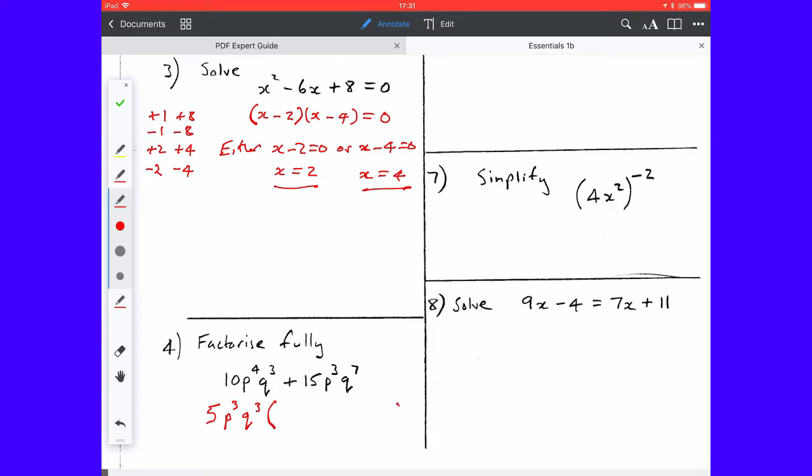And now we'll set about rebuilding the expression. What do I need to multiply 5p cubed q cubed by to give me that expression above? Well, I need to multiply the 5 by 2 to get up to 10. I need to multiply p cubed by p to get up to p to the power 4. I don't need any q's at the front because q cubed is already there. Plus, I need to multiply 5 by 3 to get it up to 15. The p cubed is already there, so no more p's required, but I need to multiply q cubed by q to the power 4 to get it up to q to the power 7. And that's the full factorisation.